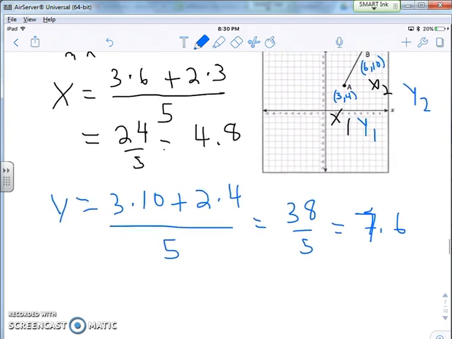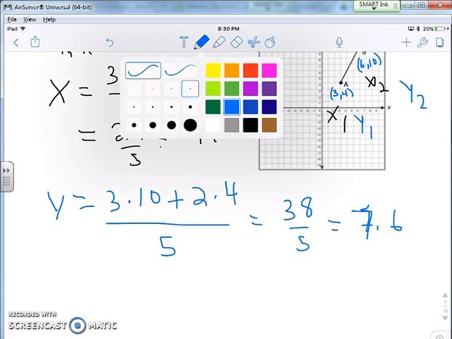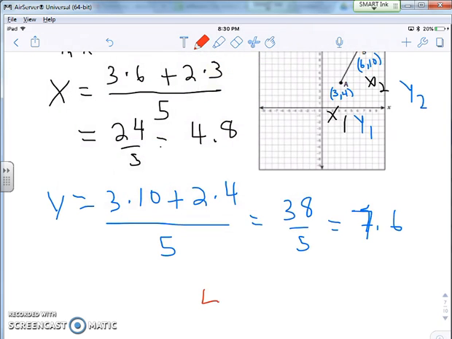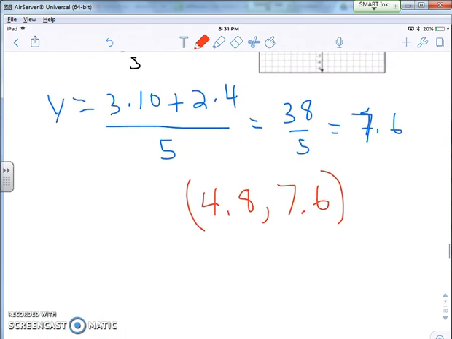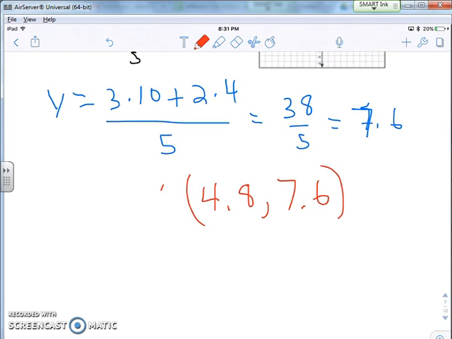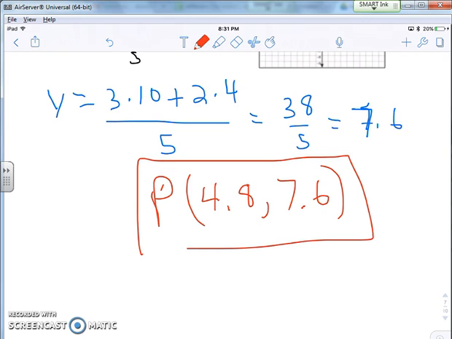So our ordered pair is going to be 4.8, comma 7.6, and that is the point that will partition it. That's our point P, I think, according to the problem. Point P. Alright, looks like I'm out of time. I'll continue on the second video.